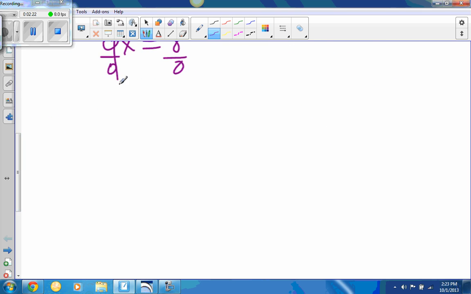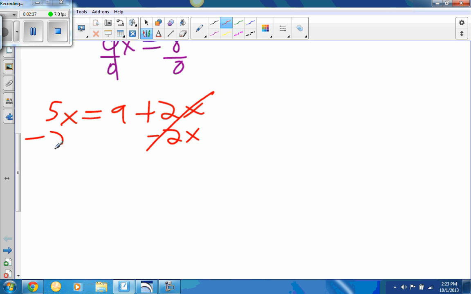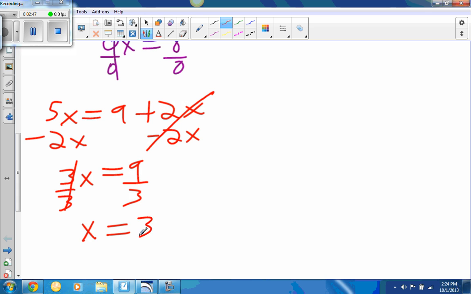For my second example, we're going to do 5x equals 9 plus 2x. So again, I need to get all the variables to one side, so I'm going to get rid of the smaller one. It's being added, so I subtract to get rid of it, and I have to do the same thing over here. So 3x equals 9, and then I have to divide to get rid of the 3, just like we learned. So my x is 3.